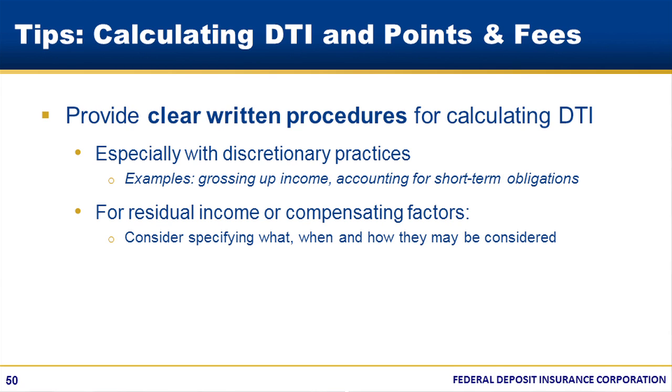Banks may use both DTI and residual income. You may also consider compensating factors. If you do consider residual income or compensating factors, a sound practice may be to describe in your policies and procedures when and how they may be considered and what compensating factors may be considered.